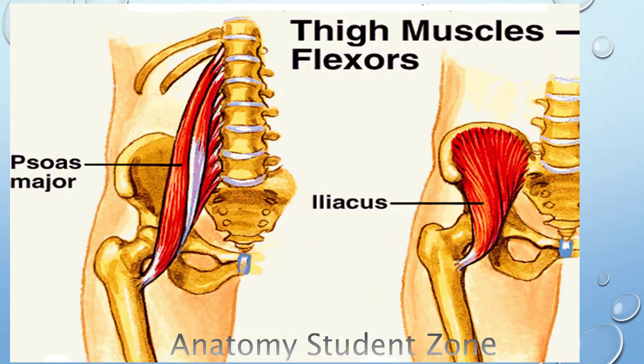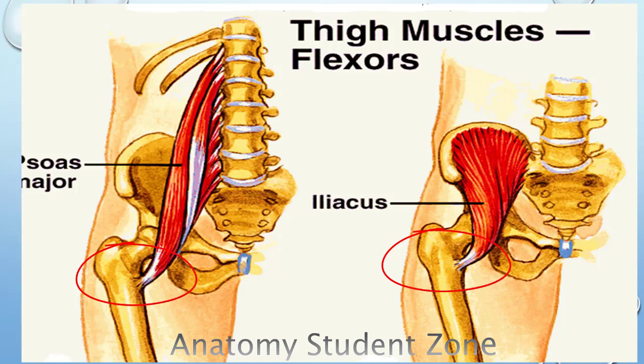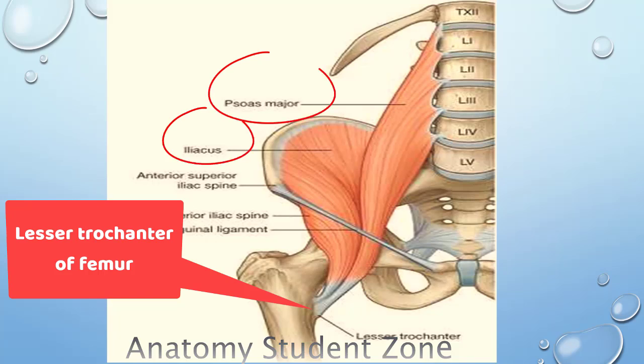So after their origin, the iliacus and the psoas collectively are named iliopsoas. They enter into the thigh and both parts get attached to the femur bone, and the point where they get attached on the femur is the lesser trochanter of the femur. So on the lesser trochanter of the femur, iliopsoas is going to attach.